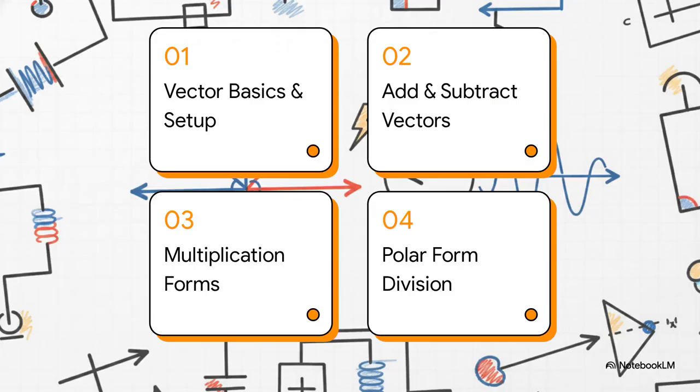Okay, here's our roadmap for today. First up, vector basics and setup. Second, adding and subtracting vectors. Third, multiplication in two forms. And finally, number 4, division using polar form.